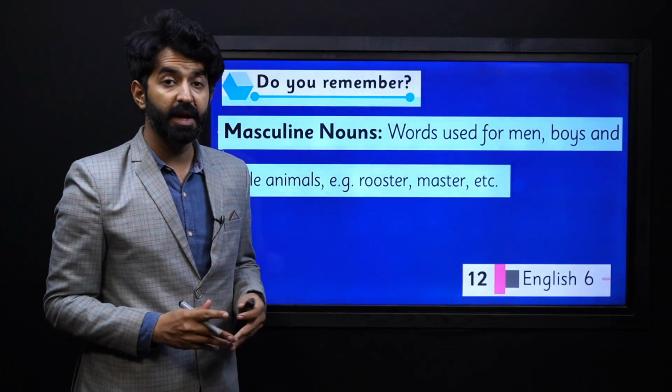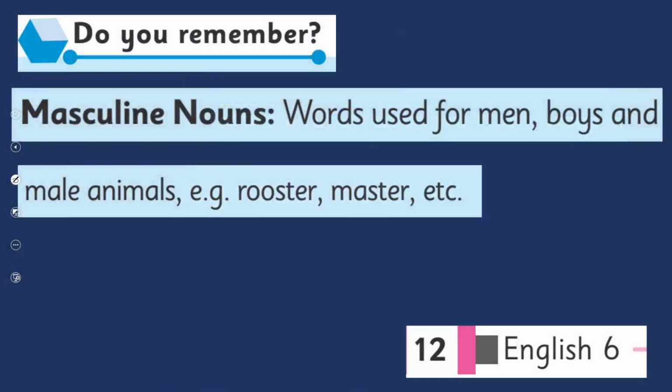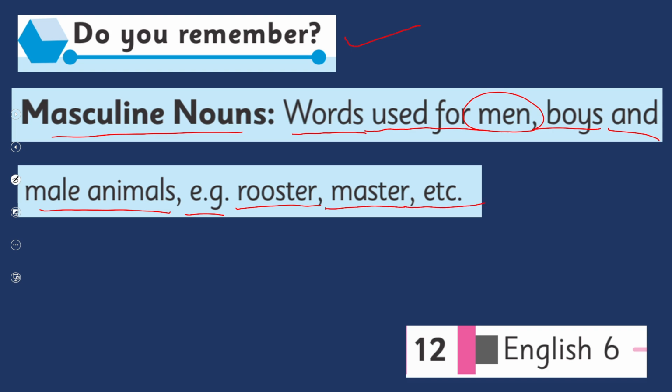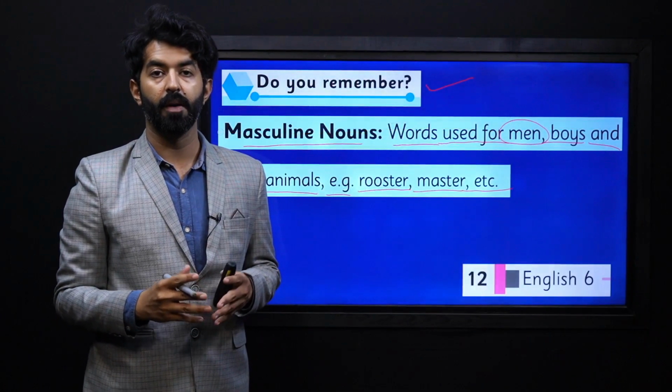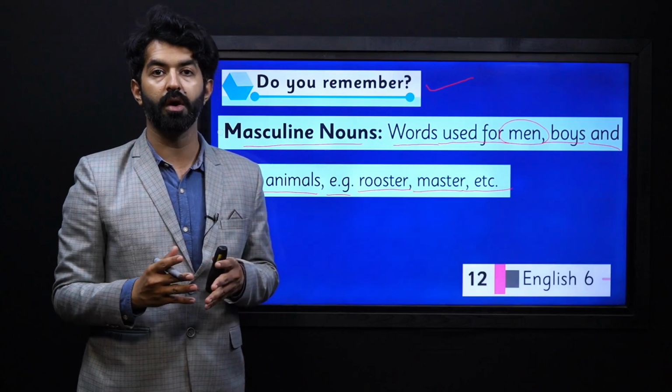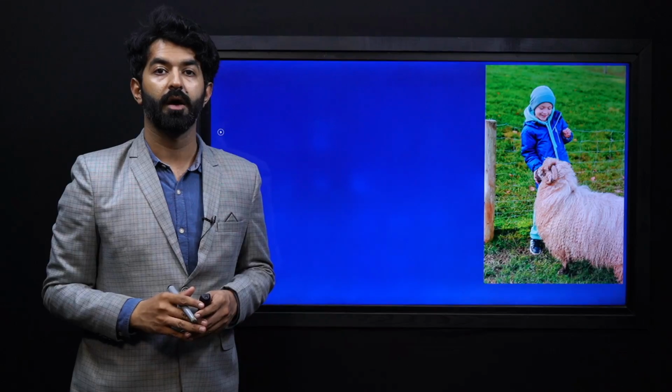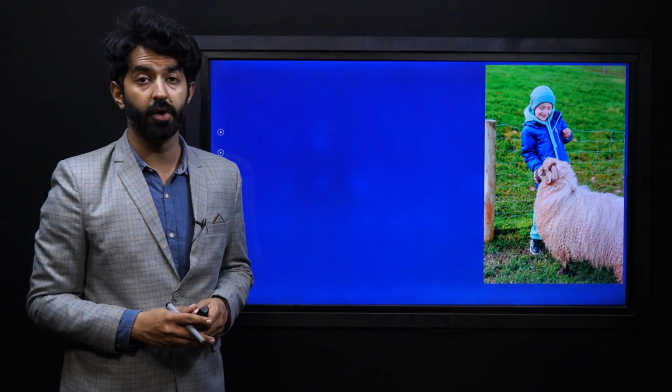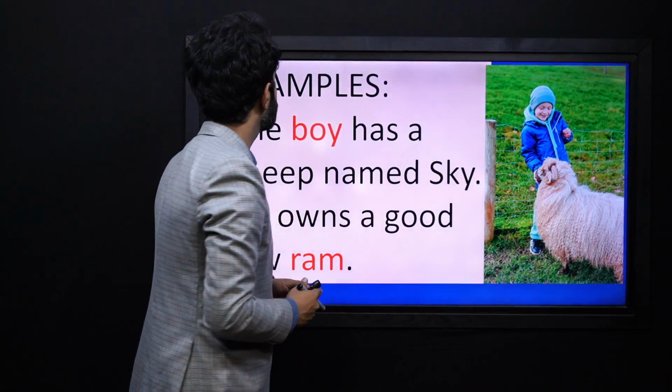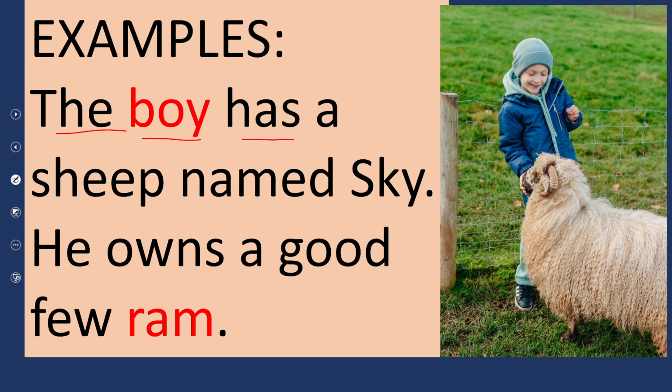Now, let's move forward with our topic, which is gender nouns. My dear learners, from your page number 12, we have a very interesting prompt for you. Do you remember that masculine nouns are words used for men, boys, and male animals? For example, rooster, master, etc. So masculine nouns are used for males, either they are human beings or animals. Now, here are some examples for your better understanding. Let's read this example. The boy has a sheep named Sky. Here, the boy is a masculine noun.